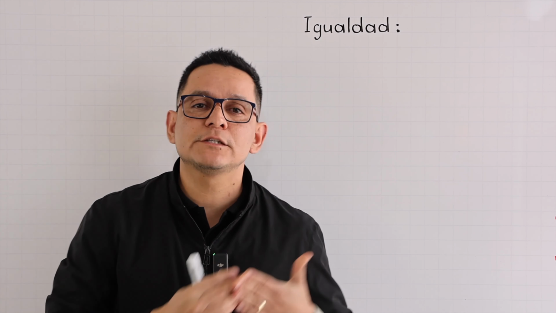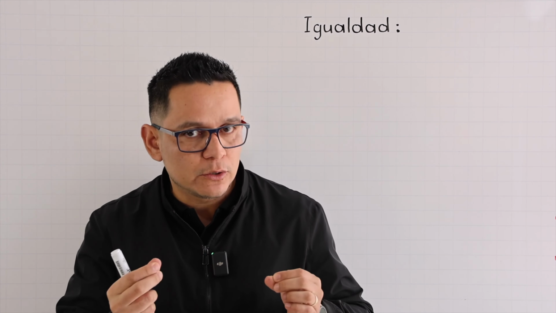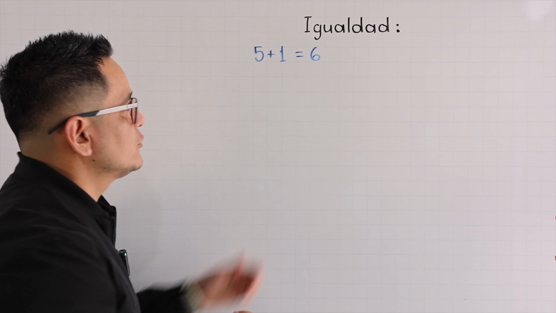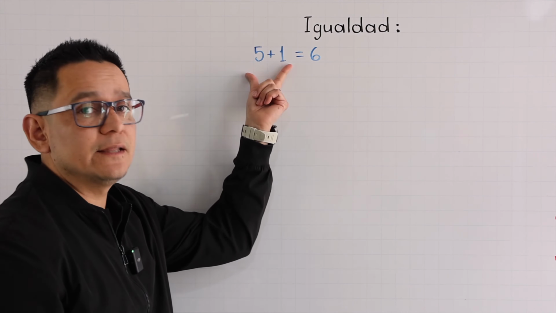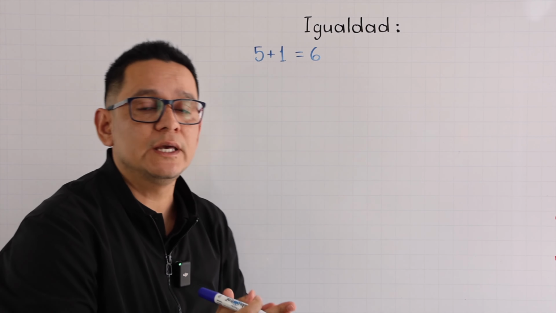An equality is a mathematical expression in which two quantities have the same value. For example, 5 plus 1 equals 6. Here we have an equality, since the value of the left side is the same as the value of the right side of our equality symbol.